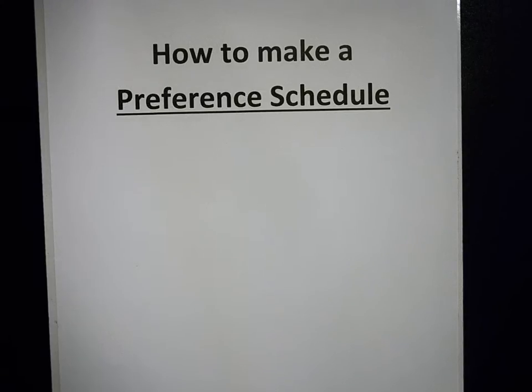We are going to discuss how to make a preference schedule. Now, a preference schedule is a table which displays the results of how all of the voters voted in a particular election. So we're going to go through that process.